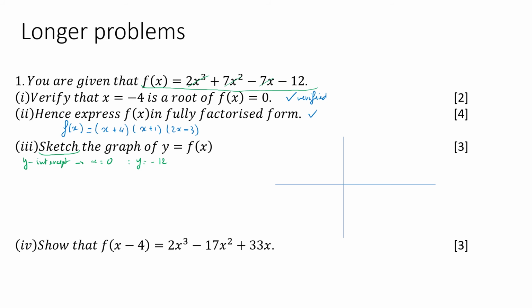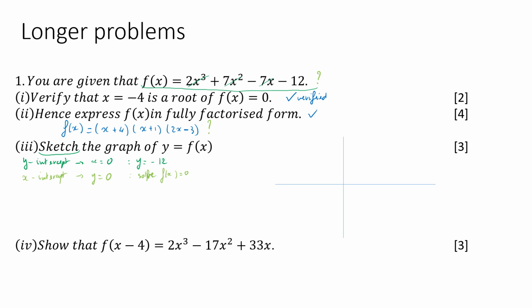Now, the second part of the question, we need to look at the other axis, so we need to look now at the intercept with the x-axis, so my x-intercept, and the x-intercept means that y is equal to 0. So really, I need to solve f of x equals 0. So I can use either my first expression, the one that's not factorized, or the second one that is factorized.